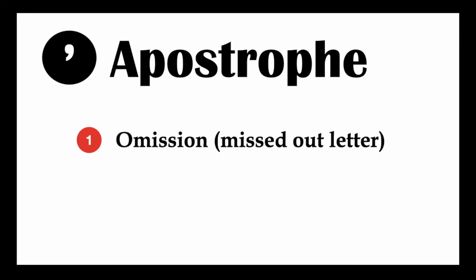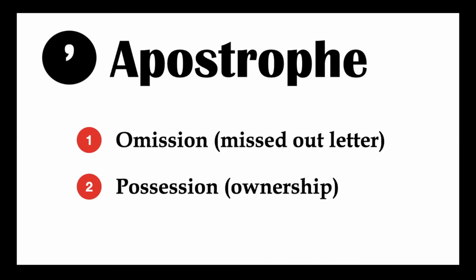Apostrophe. The apostrophe is one of the most commonly used punctuation marks. The two main purposes of an apostrophe include: it is used for omission, which is when letters are missed out, and it is used for possession, to show ownership. Let's explore each one in more detail.